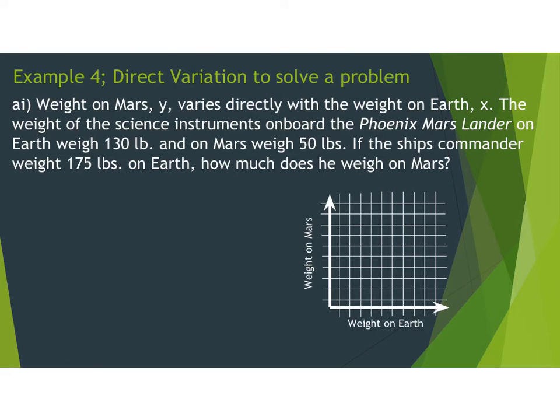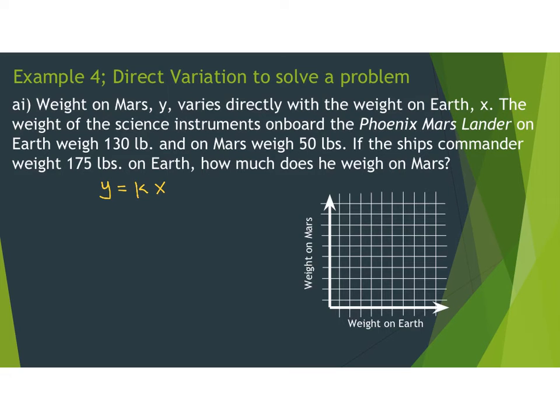These last couple might be a little more complicated, but the same idea. We're setting up a direct variation problem and then sketching a graph. The weight on Mars, y, varies directly with the weight on Earth, x. So the weight on Mars varies directly as the weight on Earth, x. The weight of science instruments on board the Phoenix Mars lander on Earth weigh 130 pounds and on Mars weigh 50 pounds. If the ship commander weighs 175 pounds on Earth, how much does he weigh on Mars?